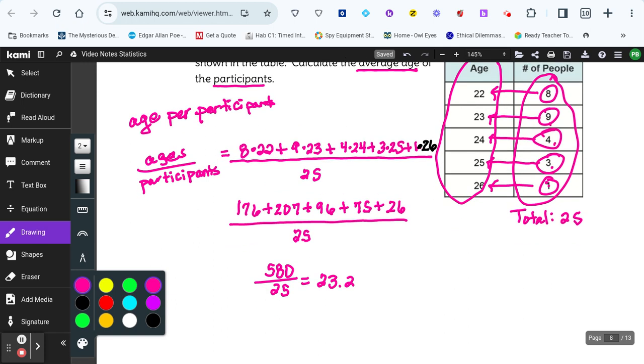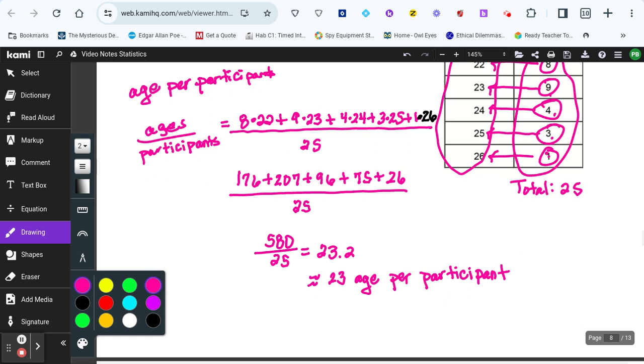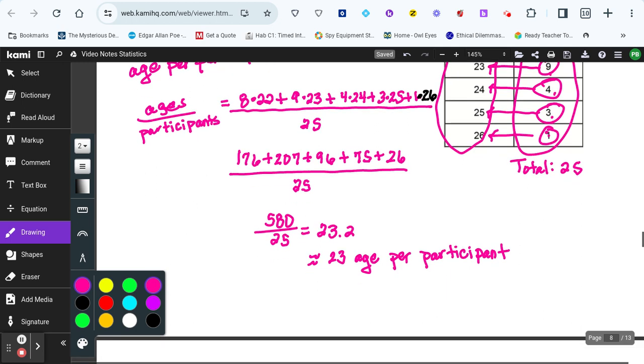Okay, that is the age. I'm going to say approximately age 23 per participant. I'm just going to round that off. Now, when you're working on your Edgenuity, you look at your choices. If it's rounding to the nearest tenth or whole, you can kind of see what to do from there, okay?